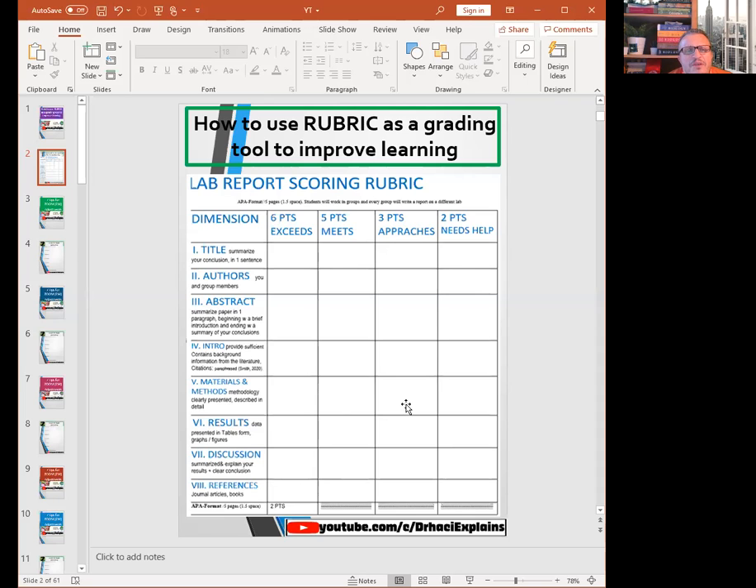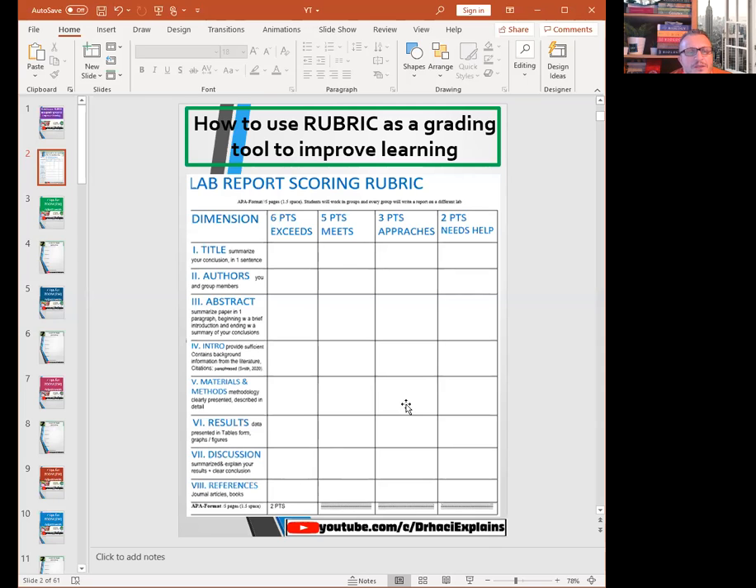The title should be descriptive, summarizing your conclusion in one sentence. The shorter the better, right? The authors are you and all the group members who actually worked on this in your group. Third is the abstract, which is a summary of your whole report. It summarizes the paper in one paragraph, beginning with a brief introduction, a little bit about methods, a little bit about results, and a summary of conclusion.